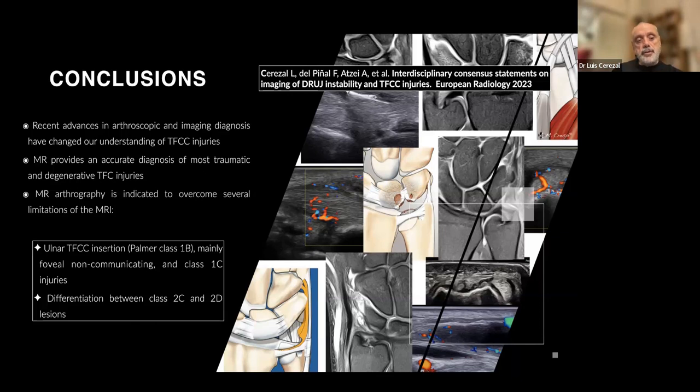And MR arthrography is indicated only in useful cases of MRI, especially to have a precise diagnosis of Palmer class 1B foveal non-communicating tears versus class 3, and it is also possible in selected cases to differentiate between Palmer class 2C and 2D, to demonstrate if the ulnotriquetral ligament is torn or not.